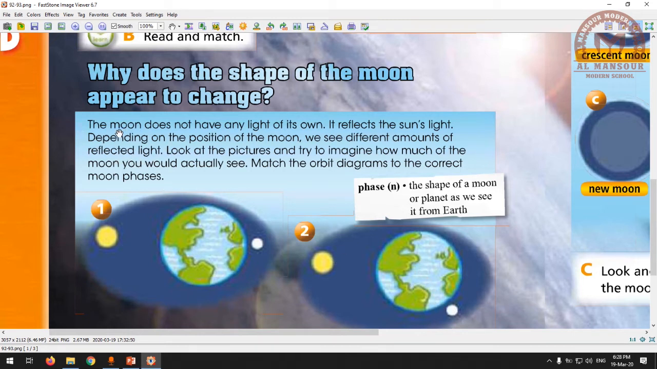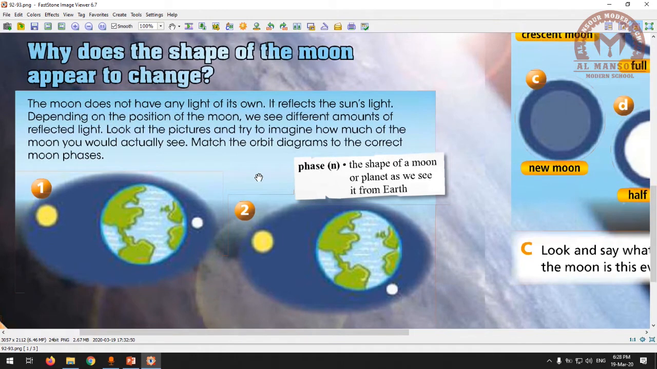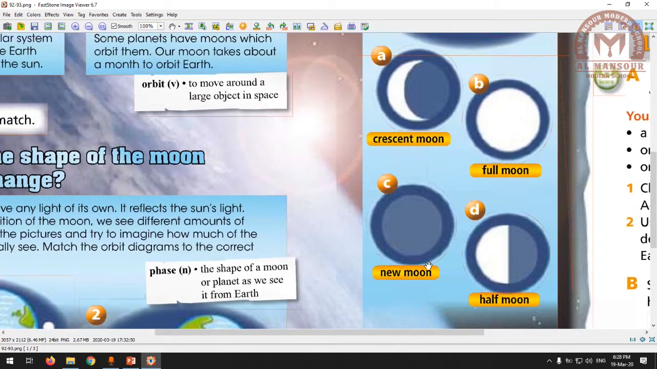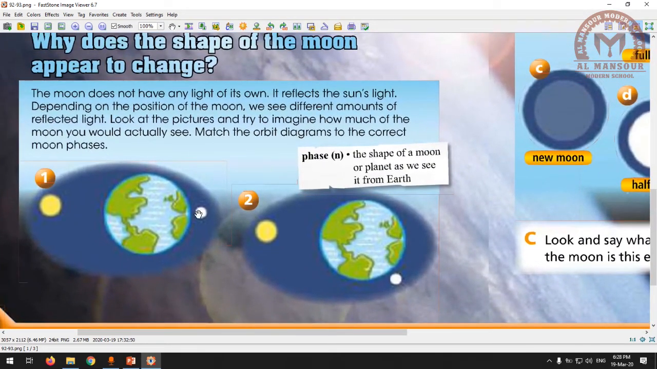So let's read this. The moon does not have any light of its own. It reflects the sunlight. Depending on the position of the moon, we see different amounts of reflected light. Look at the picture and try to imagine how much of the moon you would actually see. Match the orbit diagram to the correct moon phase. Let's look at picture number 1 and choose one of these that matches picture number 1. Which one do you guess?